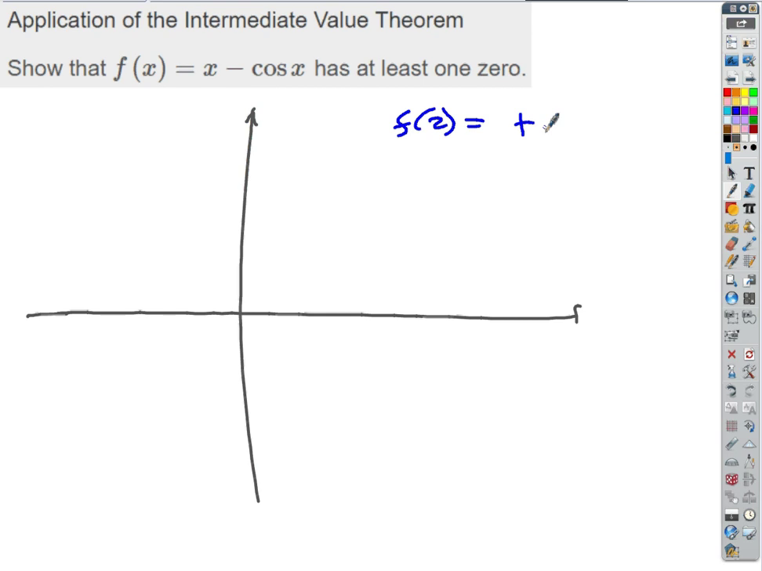Yeah, there you go. f of negative 2 equals some negative number. We can plug it in a calculator and find out what it is. And we could probably pick some convenient fraction of pi instead of 2, but we don't need to. There's no point. We know if this is positive and this is negative and the function is continuous, then it has to pass through 0 somewhere. Drop the pen, we're done, right?